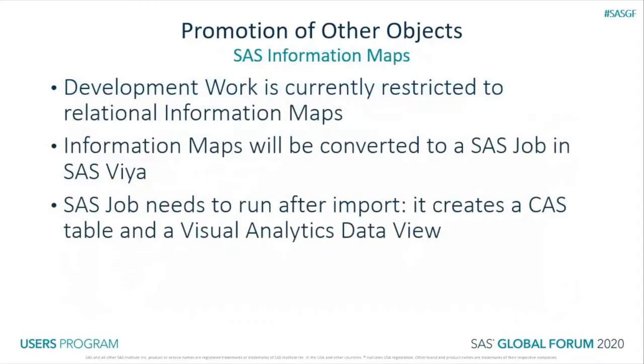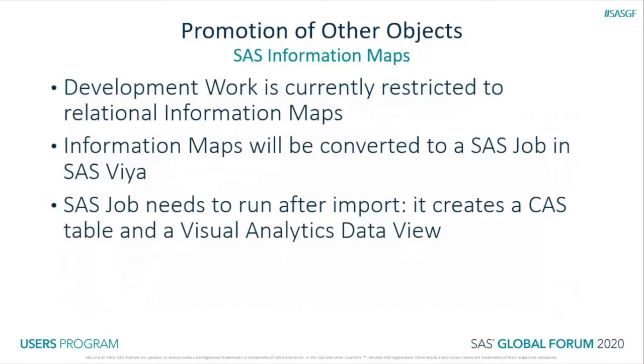Another object that has been used in SAS 9 are SAS information maps. SAS information maps in SAS 9 have been representing the business metadata layer for report authors. R&D has also looked at converting SAS information maps. The development work is currently restricted to relational information maps, meaning information maps whose target or whose data structure behind it are relational tables.